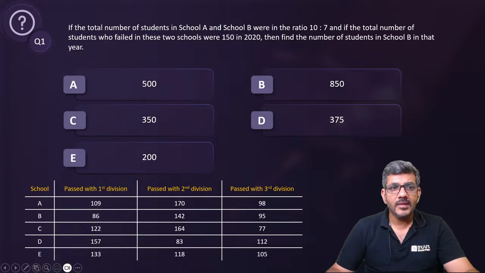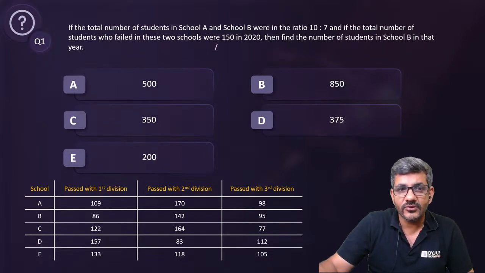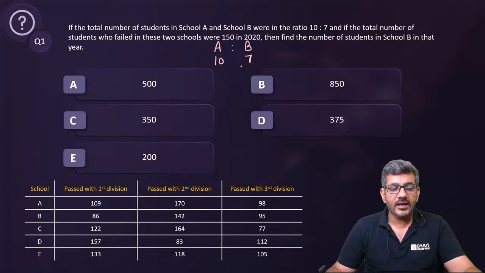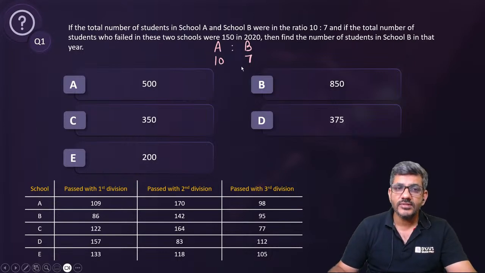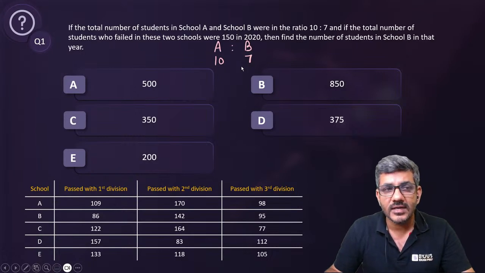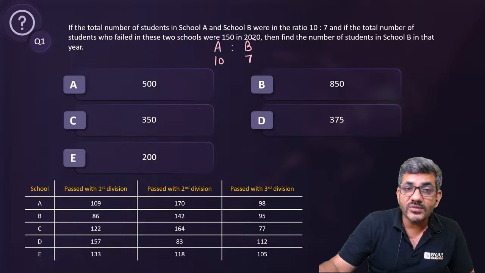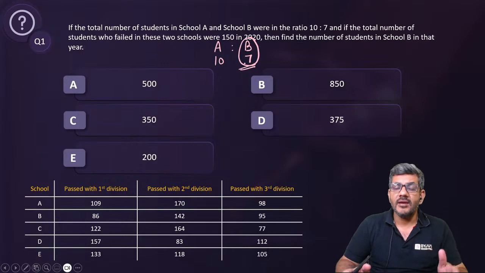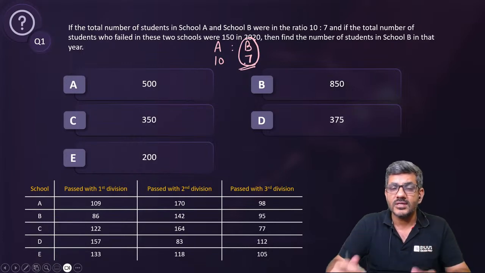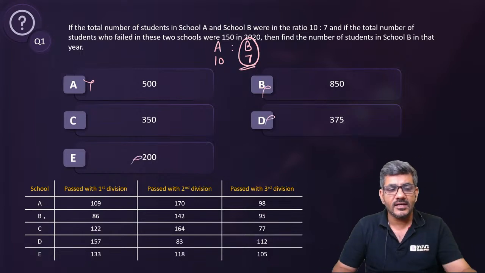The question says total number of students in school A and B were in the ratio of 10 and 7. So number of students in A is to number of students in B, they are in a ratio of 10:7. And if the total number of students who failed in these two sections were 150, then find the number of students in B in that year. I can straight away say the number of students in B should be a multiple of 7. If number of students in A and B are in a ratio of 10 and 7, so of course number of students in B should be a multiple of 7. This is gone, this is gone, this is gone, this is gone. My correct answer is 350.